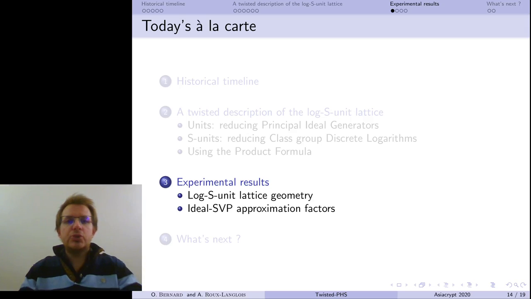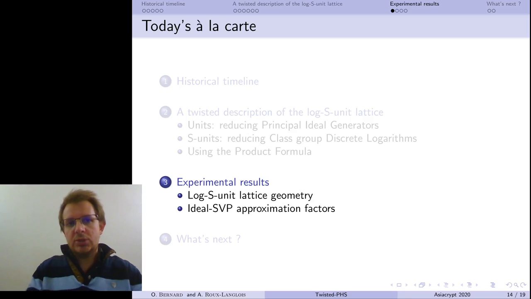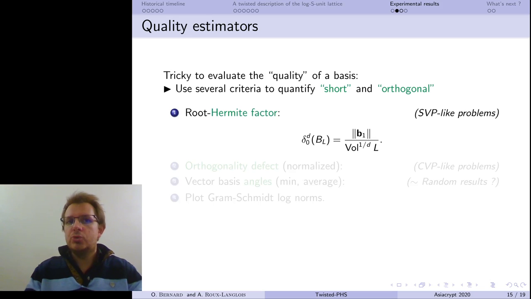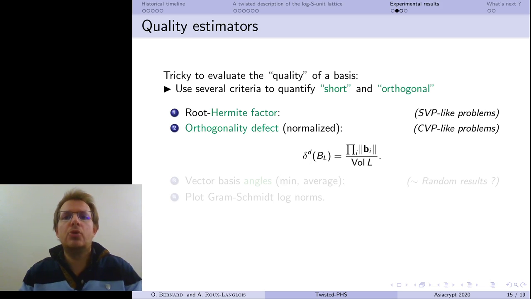So now I'm going to present to you some experimental results on the log-S unit lattice geometry and on the ideal SVP approximation factor that we reached. And about the quality of the basis, it's always tricky to evaluate the quality of a basis. Usually you want a basis to be as short and as orthogonal as possible. So we use several criteria to quantify this. The first one is the well-known Hermite factor, but that mostly depends on the first vector, and so it's useful to quantify your performance in SVP-like problems. The second one is the normalized orthogonality defect, which is useful to consider CVP-like problems because it depends on all the vectors of the basis.